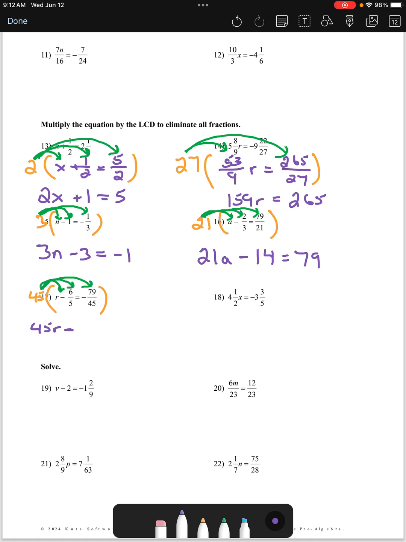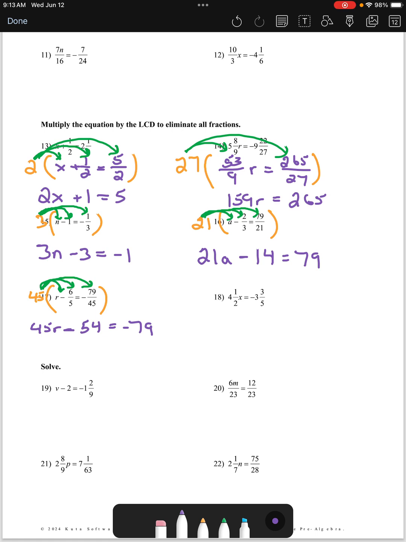And now we have to stop for a second and say, okay, 45 divided by 5 is 9. 9 times 6 is 54. On the right-hand side, the 45 will cancel the denominator, leaving us the numerator of -79.